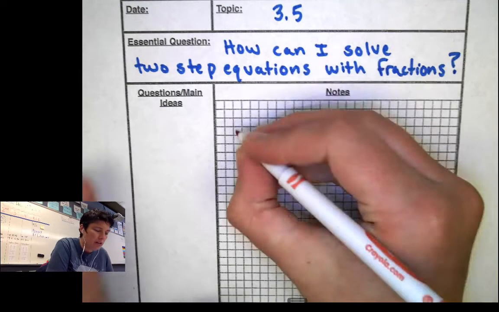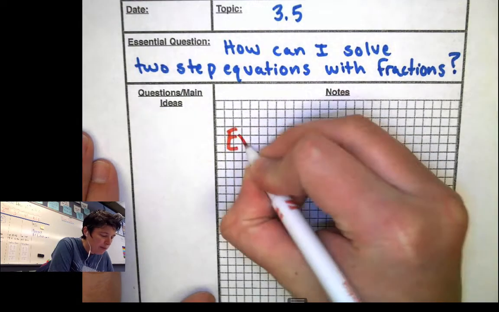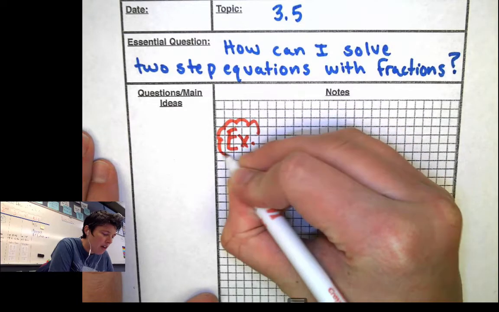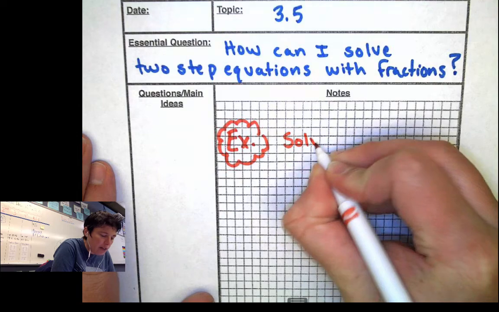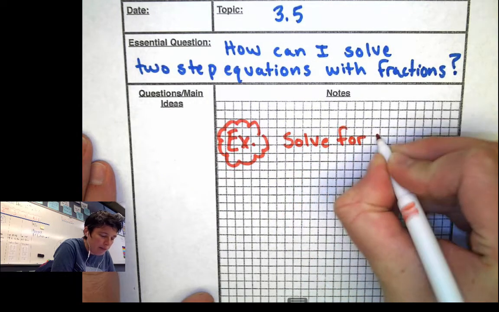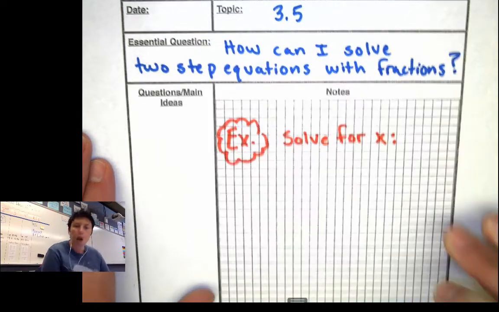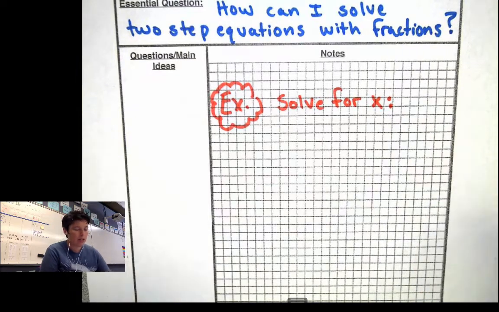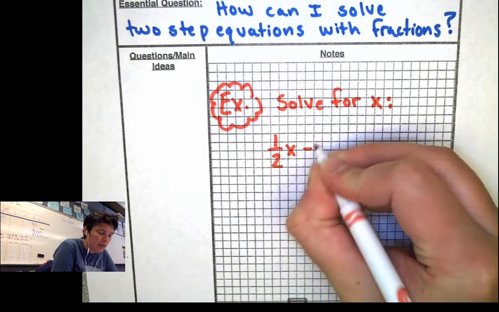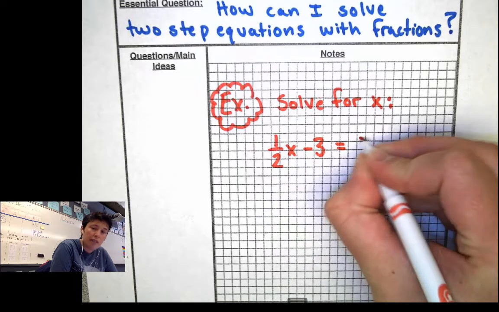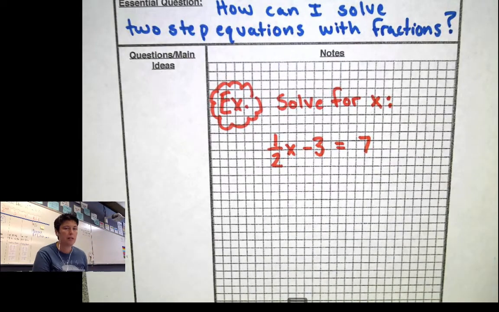So we're going to start our notes here by doing an example. For this first example, we are going to solve for x. The problem we're going to solve is 1/2 x minus 3 equals 7.